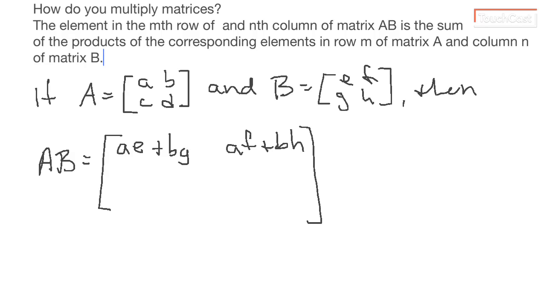And now we can move into the second row. Row 2, column 1 will be CE plus DG. And then the second row, second column will be CF plus DH.